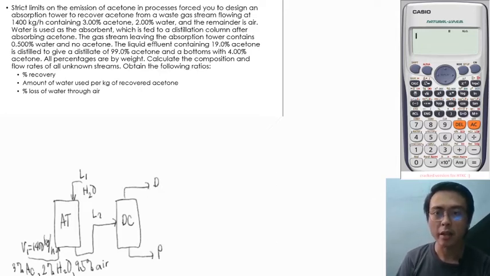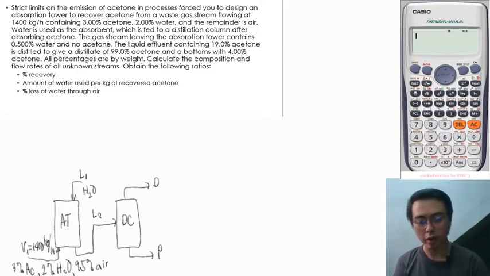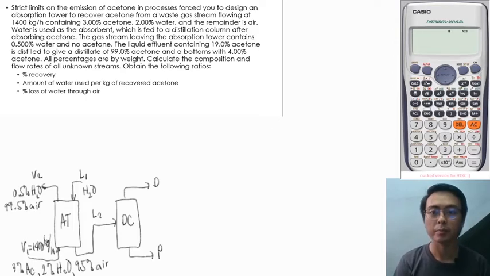The gas stream leaving the absorption tower contains 0.5% water and no acetone. The gas leaving the absorption tower is the V2. It contains 0.5% water. The remainder, 99.5%, is air because there's no acetone. Okay.